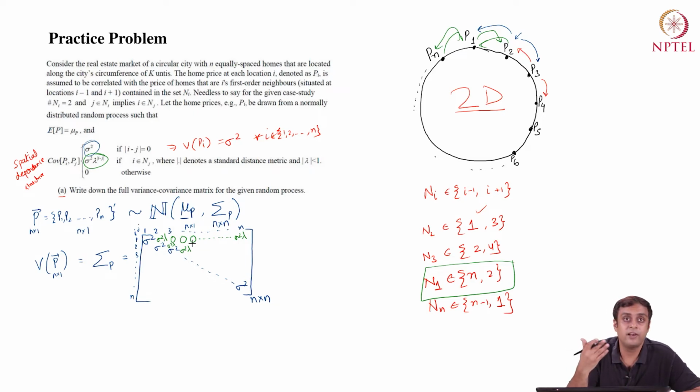Now the variance covariance matrix is a symmetric matrix, so you're going to have sigma squared lambda, 0, and so on and so forth, right? So you're going to have sigma squared lambda, sigma squared lambda.